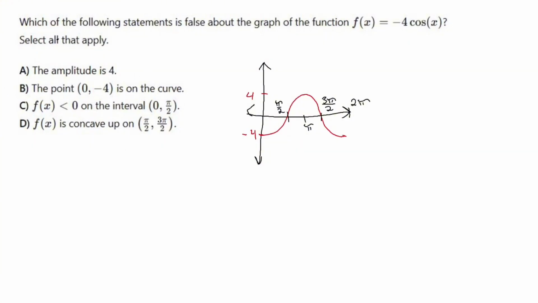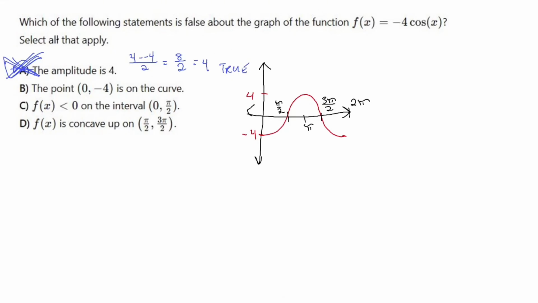The amplitude is 4. Amplitude is half the distance from the very top to the very bottom. So to calculate amplitude, we would do 4 minus negative 4 over 2, which is 4 plus 4, 8 over 2. The amplitude is 4. That's true. We want the lie, so I don't want to circle you.